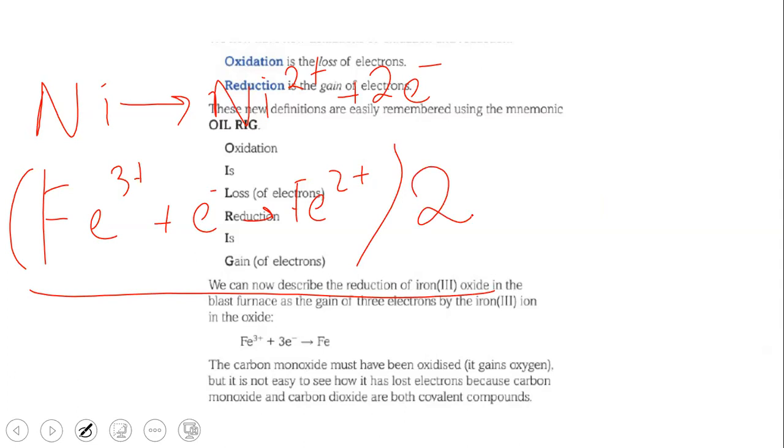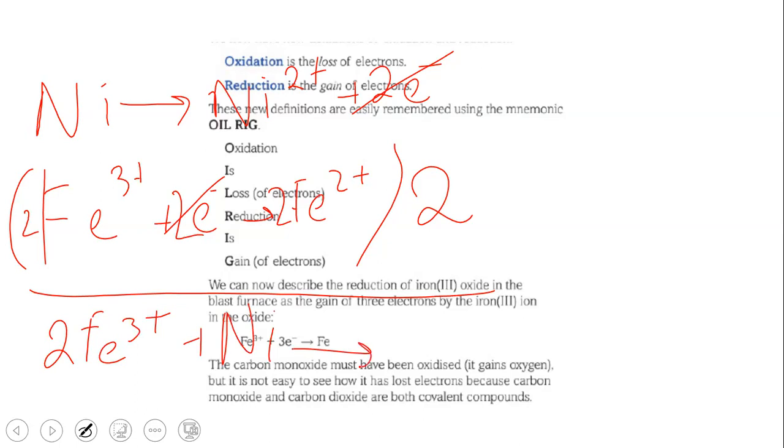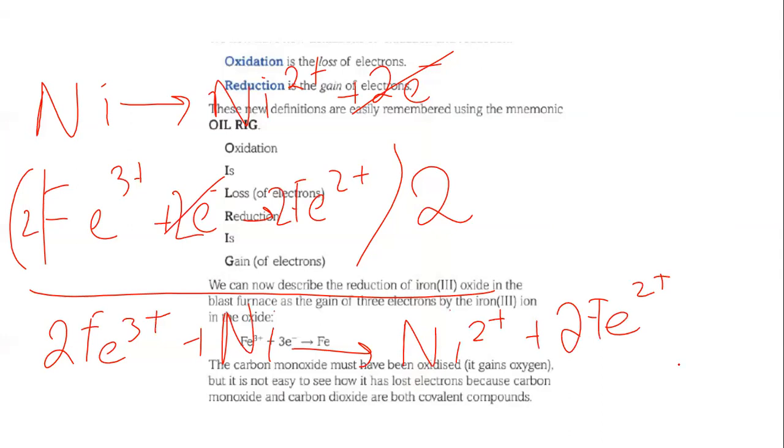Multiplying the second equation by 2, I will end up getting 2 Fe3 plus plus 2 electrons gives us 2 Fe2 plus. These electrons will cancel out because they are on opposite sides of the arrow and are equal to each other, and whatever we are left with is going to be our final equation. So 2 Fe3 plus plus nickel, we put our arrow, and write down whatever is on the other side: nickel 2 plus and 2 Fe2 plus. And this would be your overall total equation. Making sense?